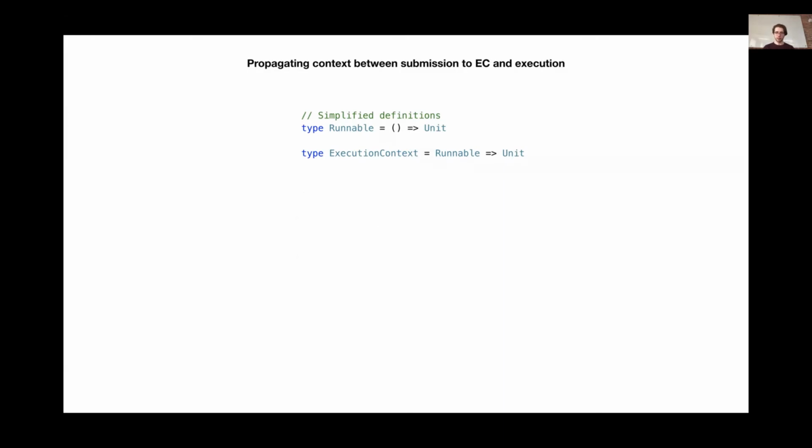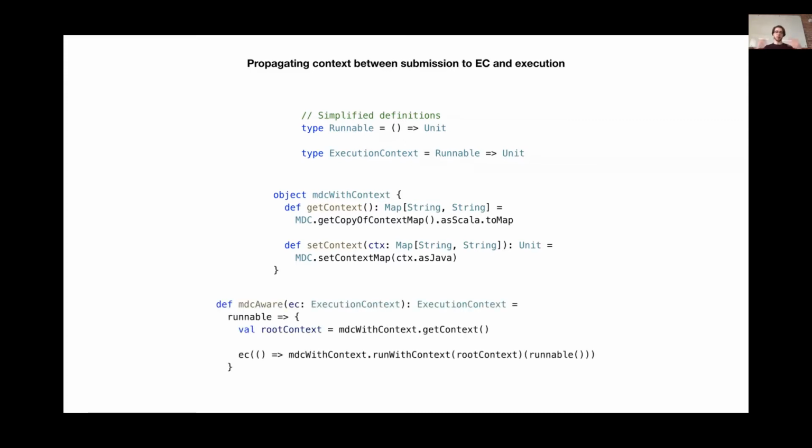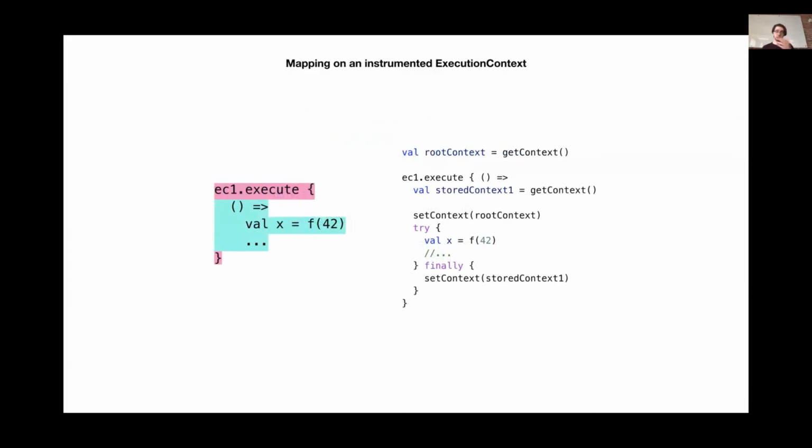So back to this. Given these two methods, one for getting the current context on the current thread, and one for setting the context, we can build something like a wrapper of an execution context that returns another execution context, which does what I said we would do. Get the context before submission, then submit, and inside the runnable, run the original runnable with the context. And surprising as it may be, it works.